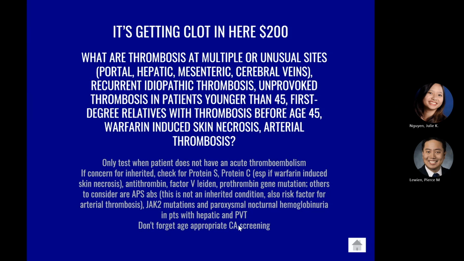And anybody who comes in with hepatic vein thrombosis and PVT, those are the two conditions where you might consider JAK2 mutations and a paroxysmal nocturnal hemoglobinuria workup as well, because polycythemia might present with that. And then of course, all these patients you also have to check for age-appropriate cancer screening, because that can also increase your procoagulant condition.